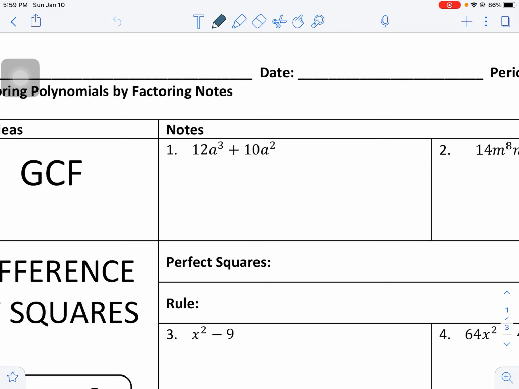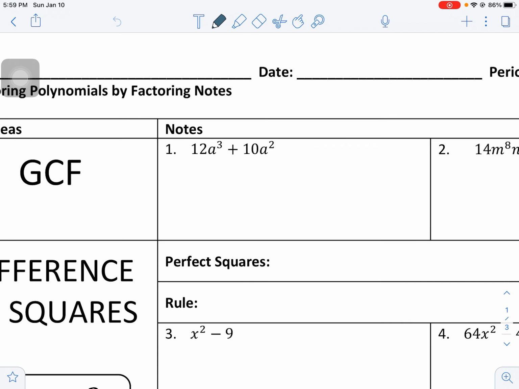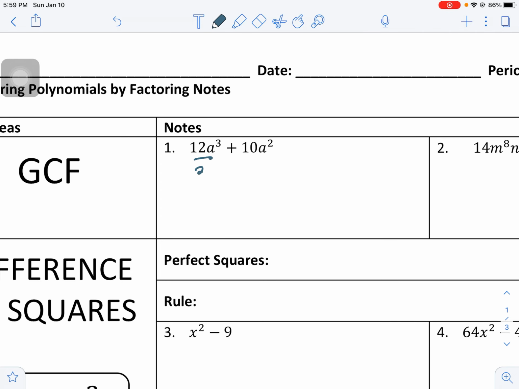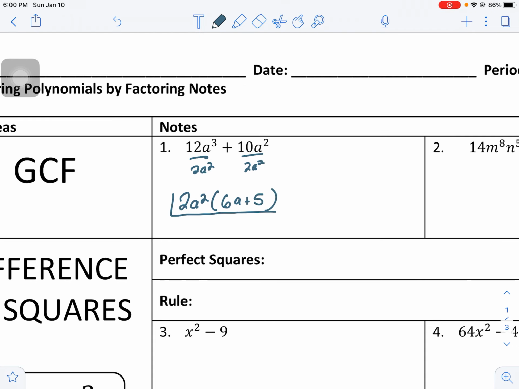So in this first problem here, you can see that 12a cubed plus 10a squared. Well, 2 would come out of both 12 and 10, and we could also pull out an a squared out of both of these terms. So when we factor that out, it's like dividing each term by 2a squared. And what that does is it moves the 2a squared to the front, and then what's left is 6a plus 5. All right, and then that would be as much as we could factor that.